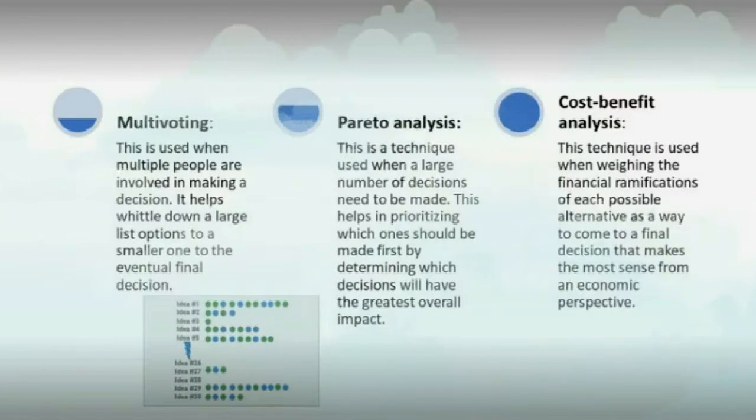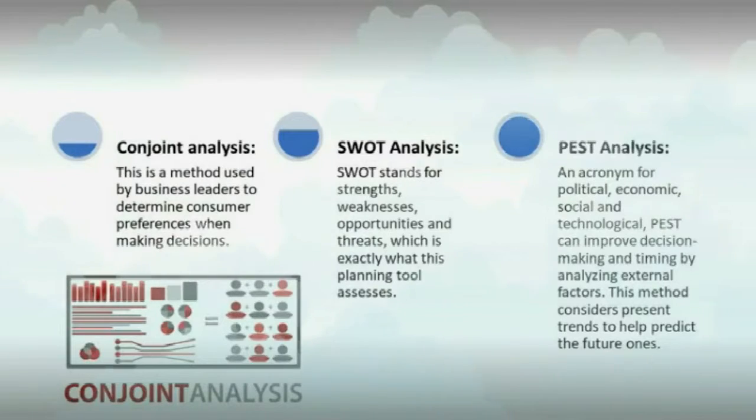Cost-benefit analysis. This technique is used when weighing the financial ramifications of each possible alternative as a way to come to a final decision that makes the most sense from an economic perspective. Conjoint analysis. This is a method used by business leaders to determine consumer preferences when making decisions. SWOT analysis. SWOT stands for strengths, weaknesses, opportunities and threats, which is exactly what this planning tool assesses.